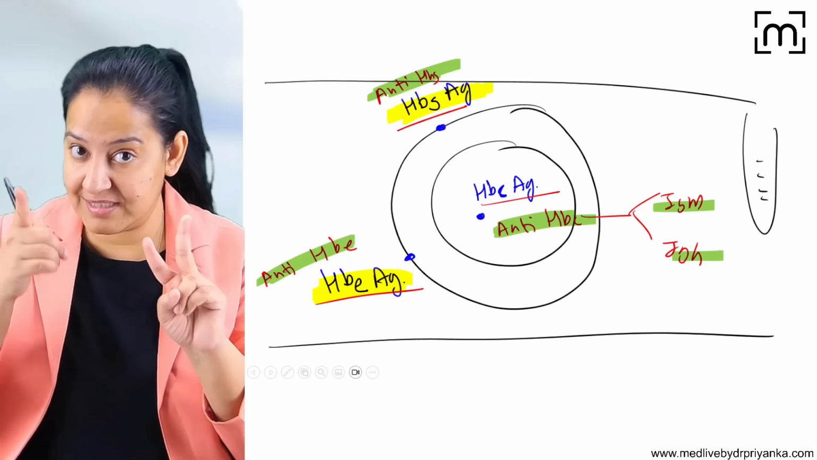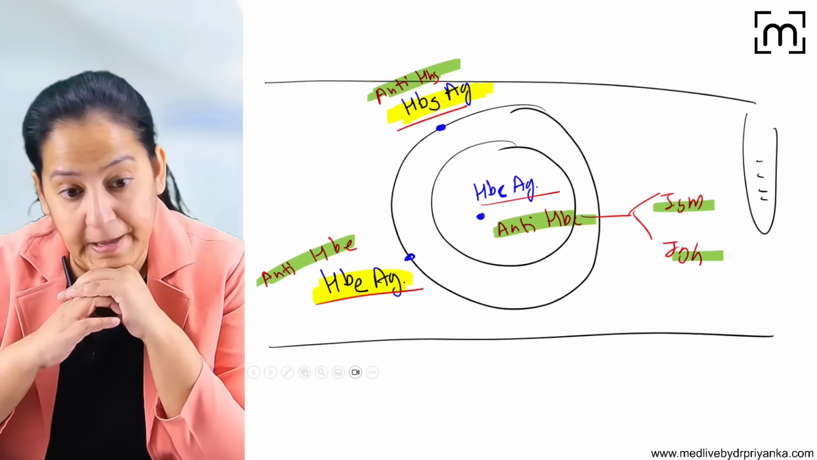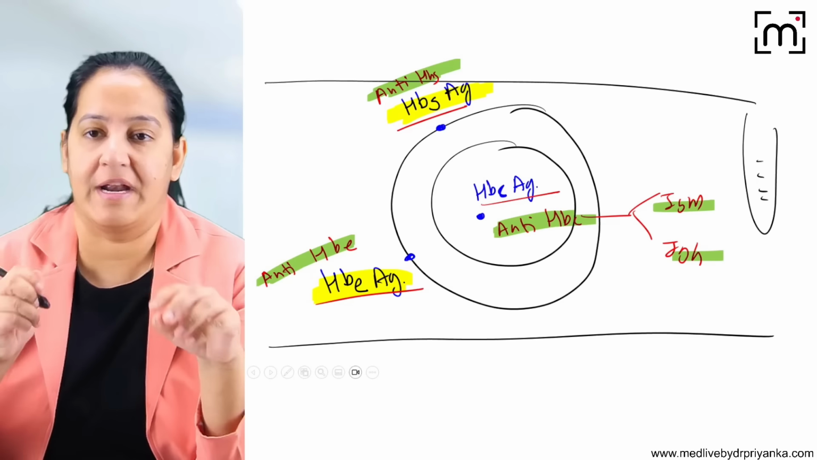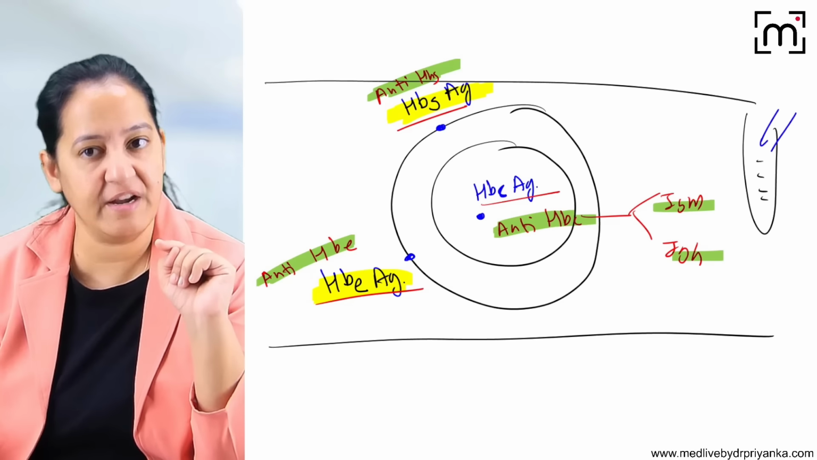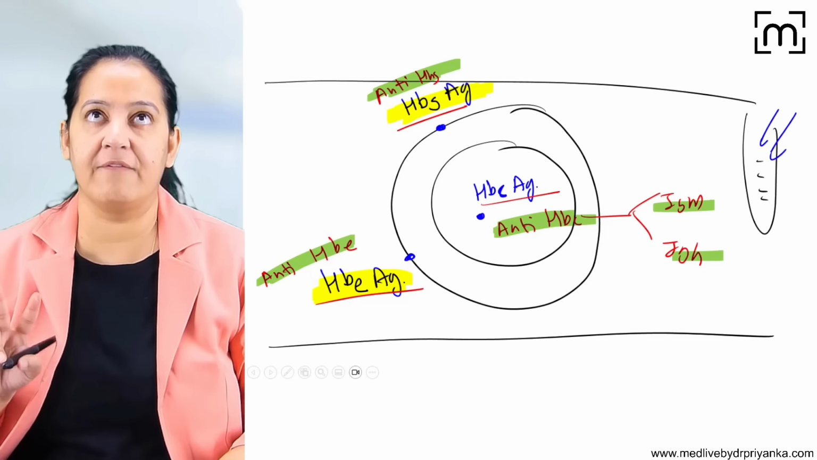So 4 types of antibodies. So 2 antigens, see the yellow. 4 antibodies, see the green. These are known as serological markers of hepatitis B. 2 antigens and 4 antibodies. So in the blood, we can get 2 antigens and we can get the 4 antibodies. These are known as serological markers. Now, among the serological markers, I want to teach you 2 things.